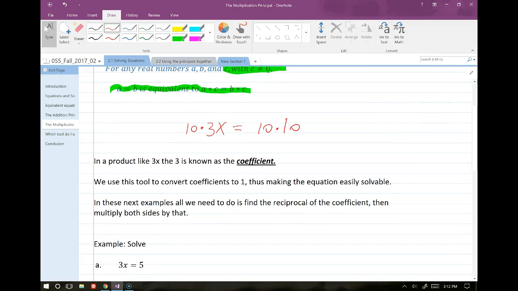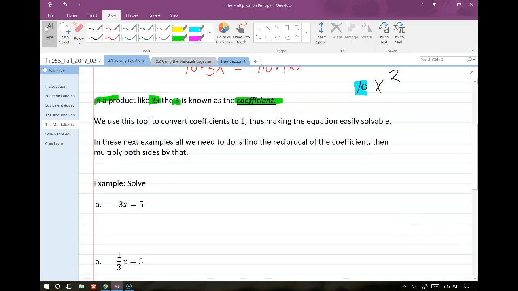One quick definition before we get into all this. In a product like 3x, 3 is known as the coefficient. We're going to use that word coefficient a bit in the next few minutes. If I had something like 10x squared, 10 would be the coefficient. It's the constant number attached to the variable through multiplication.